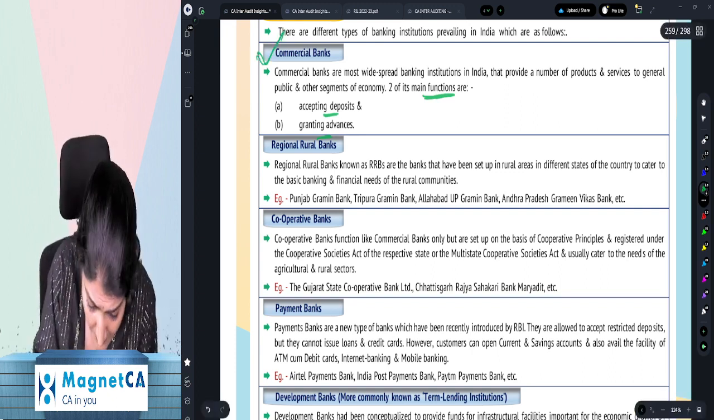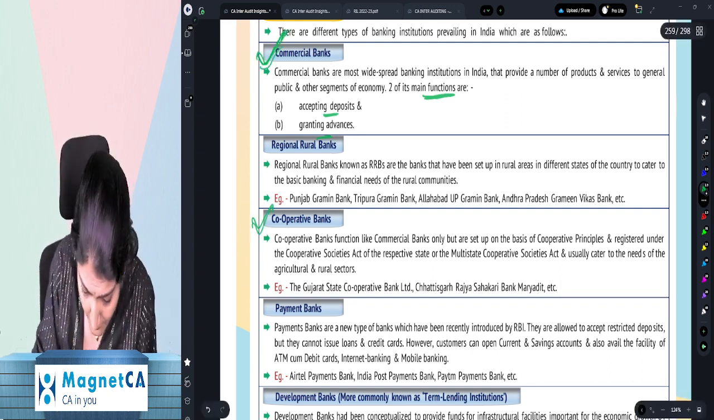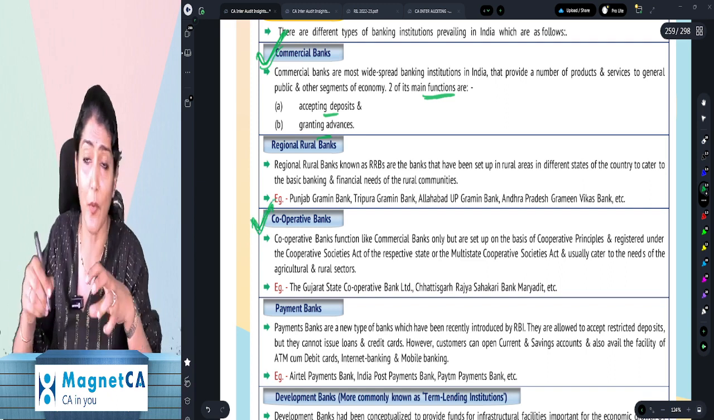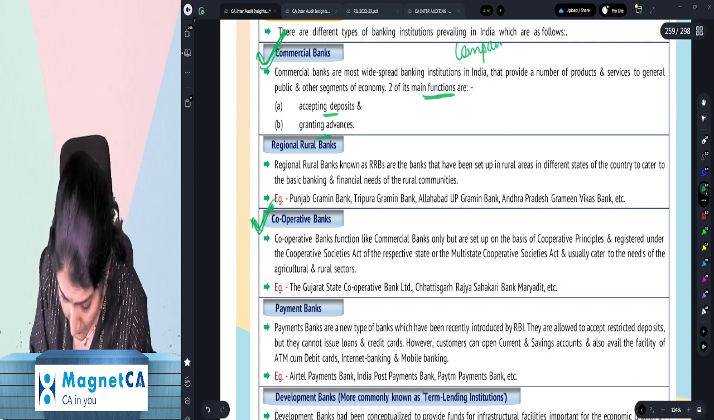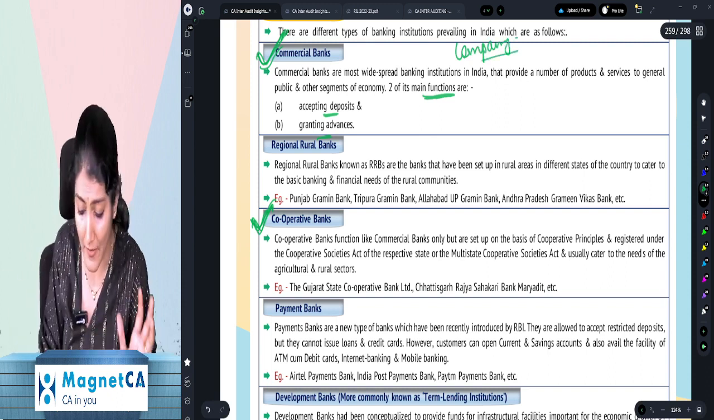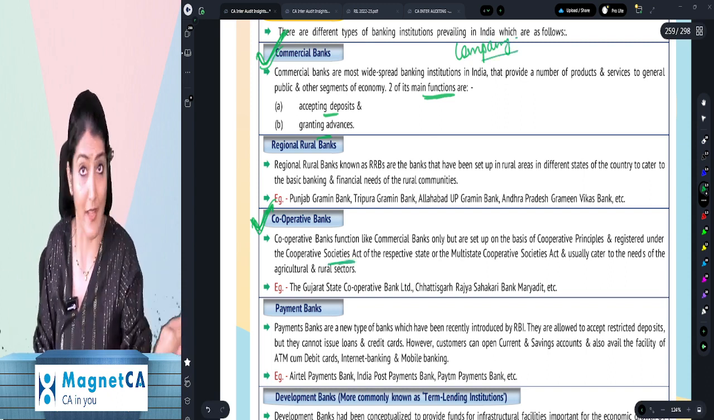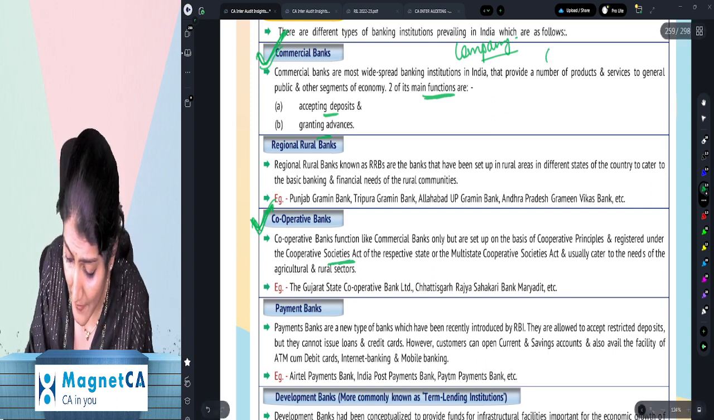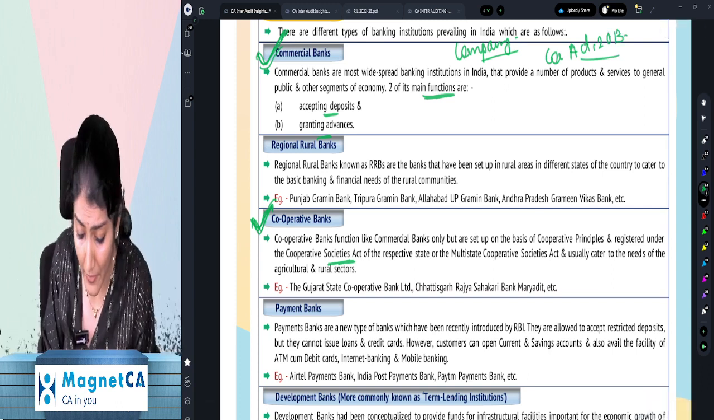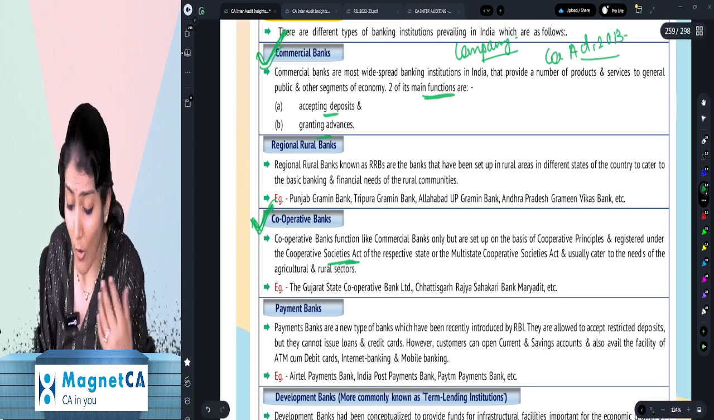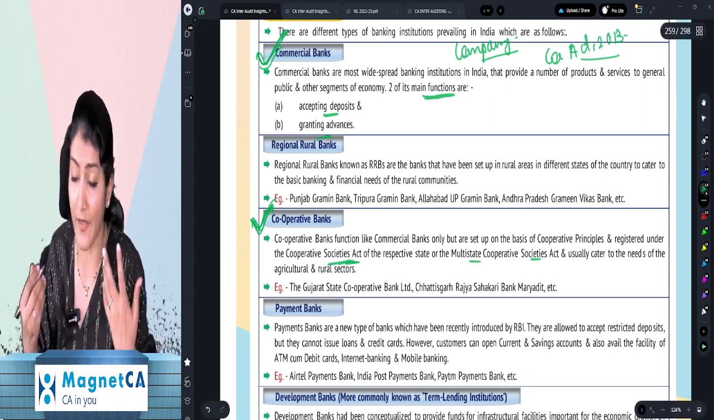Same as what is done by the commercial bank is also done by the cooperative bank. The only difference is that a commercial bank is set up like a banking company, whereas a cooperative bank is set up under the Cooperative Societies Act. A banking company will be set up under the Companies Act 2013, whereas a cooperative bank will be set up under the Cooperative Societies Act 1912 or the Multi-State Cooperative Society Act.